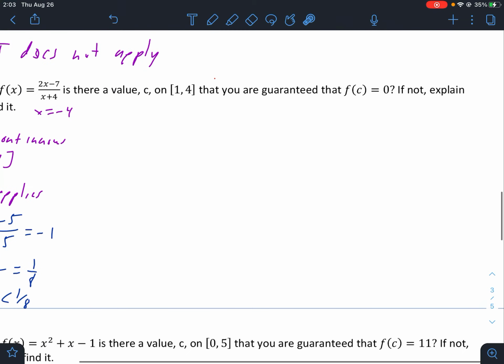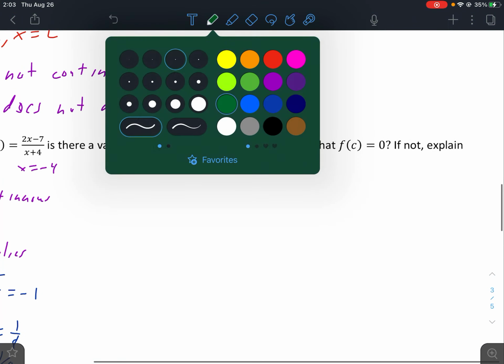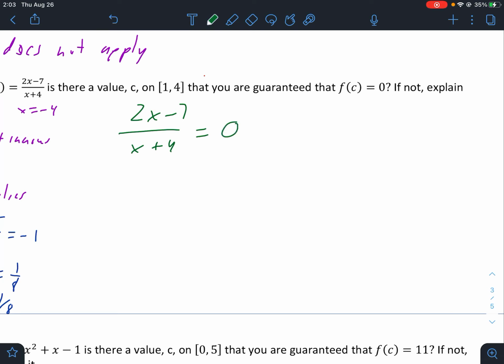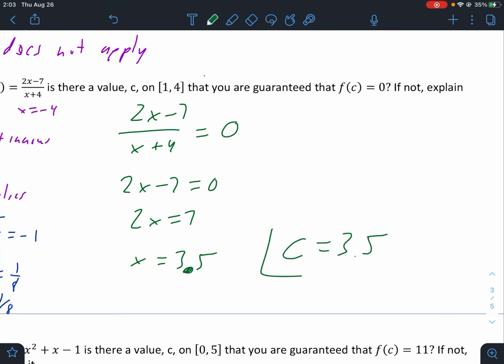Okay? Now we've got to find it. So how do we find it? We set our function equal to our k value. So (2x minus 7) over (x plus 4) equals our k value, which in this case is 0. Multiplying both sides by the denominator, we get 2x minus 7 equals 0. So 2x equals 7, or x equals 7 over 2, 3.5. The last thing you got to check is whether the answer is on the interval we are provided, which it is. So that means our c value for this problem is 3.5, or 7 over 2.